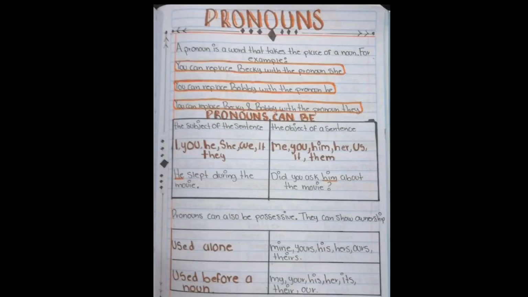Okay, in the first sentence, you can replace Becky with the pronoun she. The second sentence says you can replace Bobby with the pronoun he. And the third sentence says you can replace Becky and Bobby with the pronoun they.